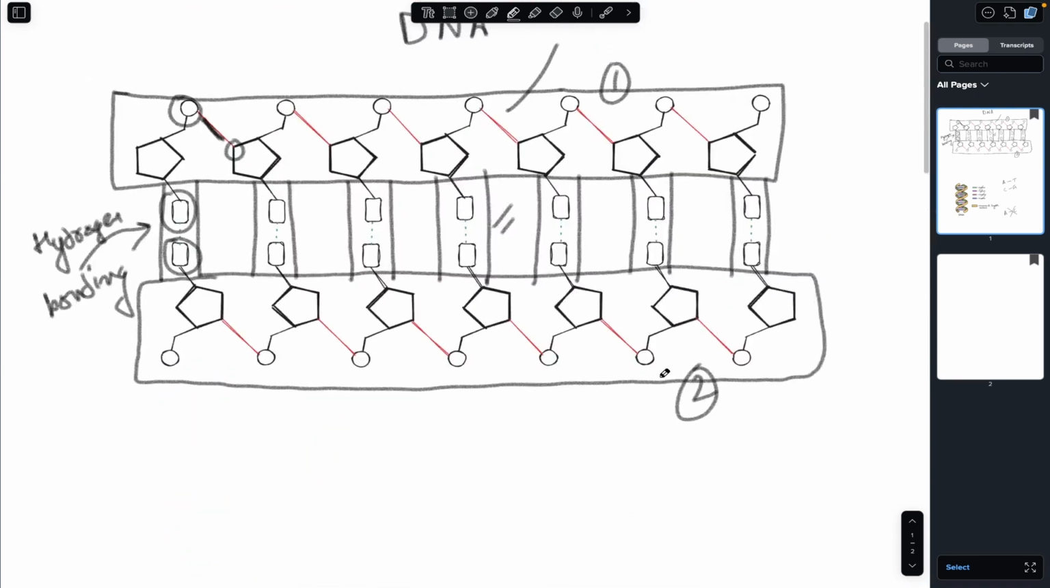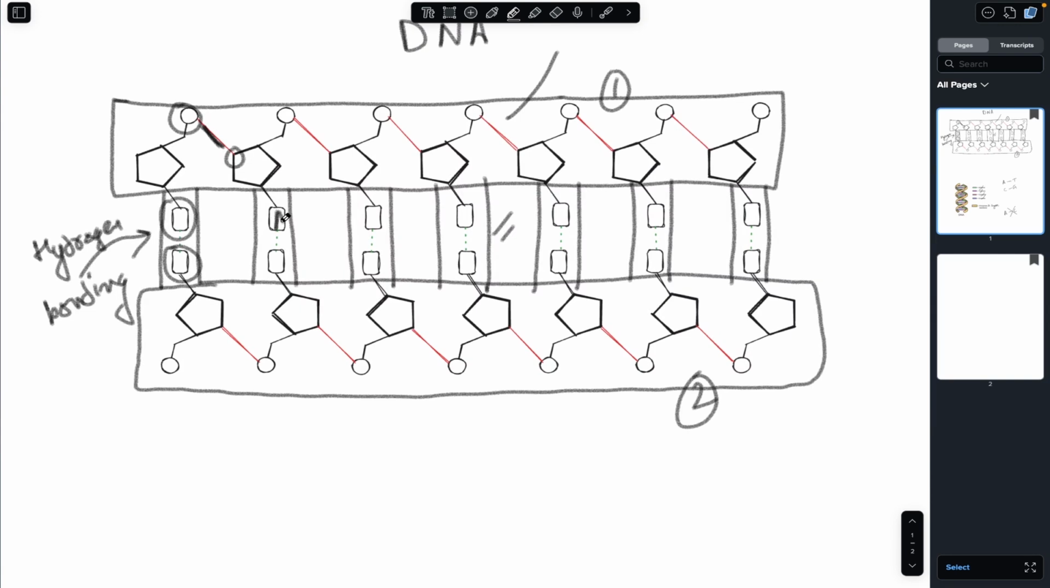So here, if adenine is present, then in the opposite strand you will find thymine here. And if cytosine is present there, then guanine will be there. And if T is there, then in the opposite base you will have A, right? So similarly, all the rungs of this ladder will follow this rule.